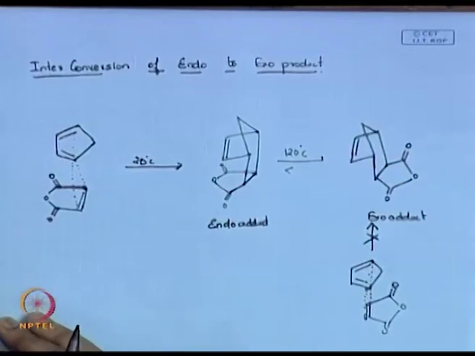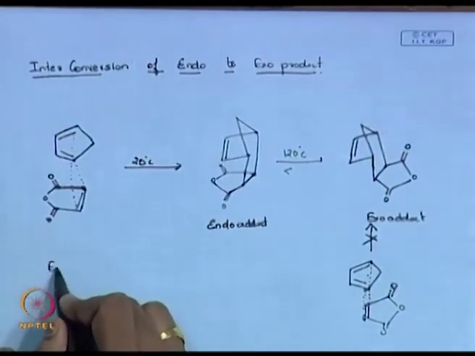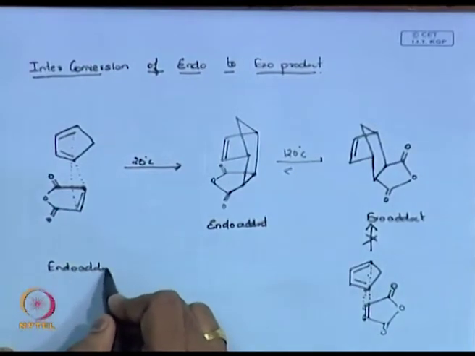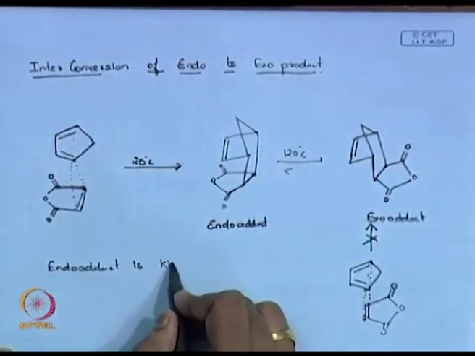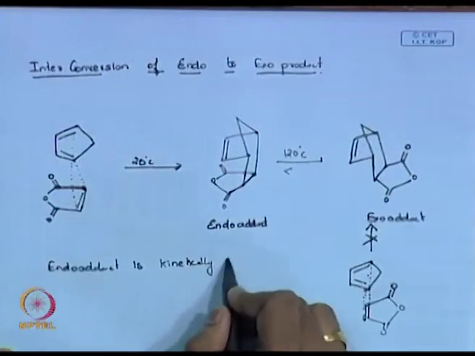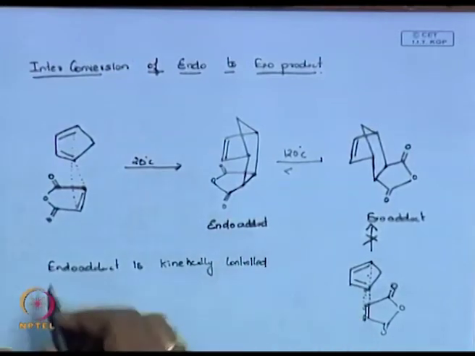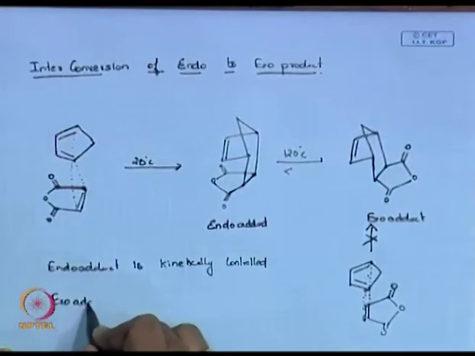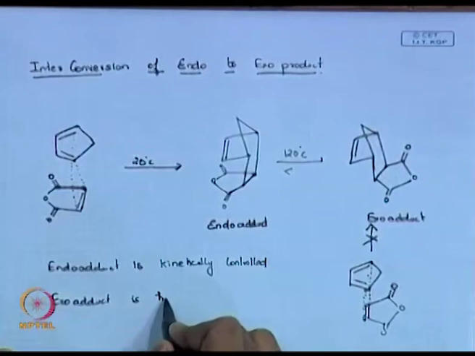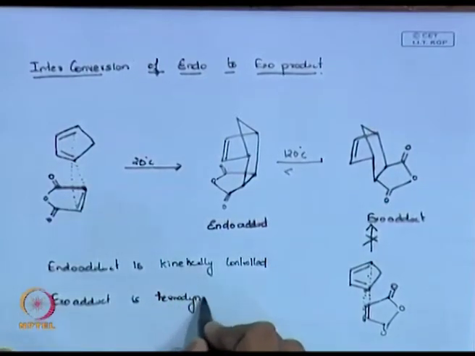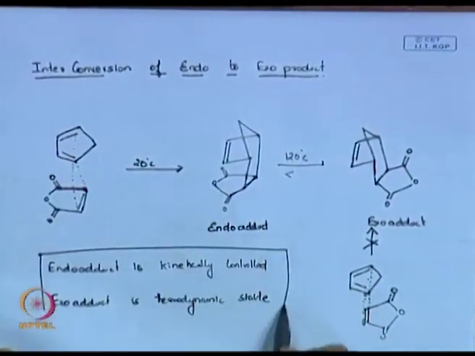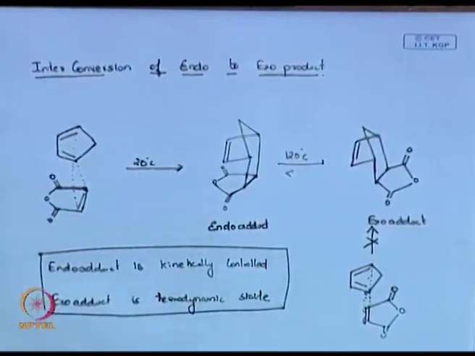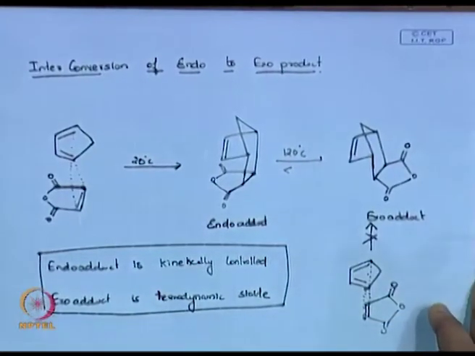So, what does this say? This says very clearly that the endo adduct is kinetically controlled, because that is preferred once you do the reaction. It is the kinetically controlled one, whereas the exo is thermodynamically stable. So, that is a very interesting point to know about your exo and endo.